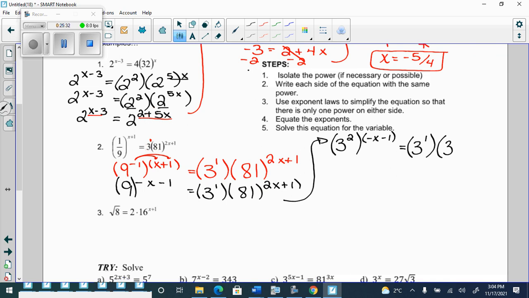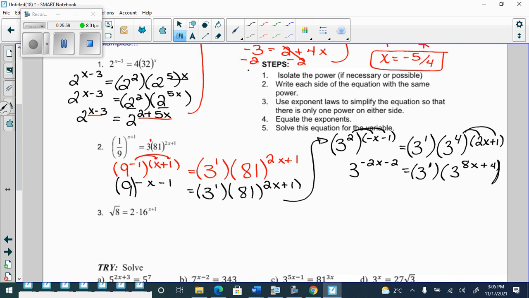And then we distribute our 2 through, so we get 3 to the negative 2x minus 2 equals 3 to the 1 times 3 to the 8x plus 4. Can't drop off my brackets until I put this side together. So this side just stays 3 to the negative 2x minus 2. And this becomes 3 to the what?